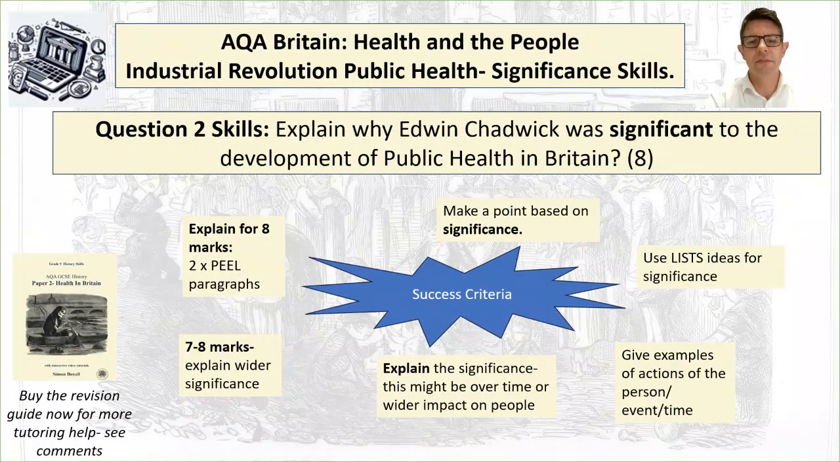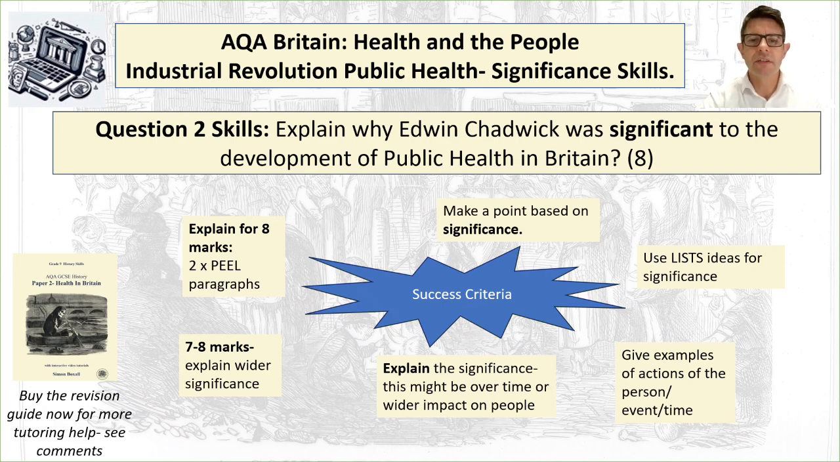Okay, so here's what I got. So firstly, you need to explain, for 8 marks, you need 2 paragraphs explaining your ideas. And you need to focus your paragraph on the significance of Edwin Chadwick. So you need to be arguing why he is significant.